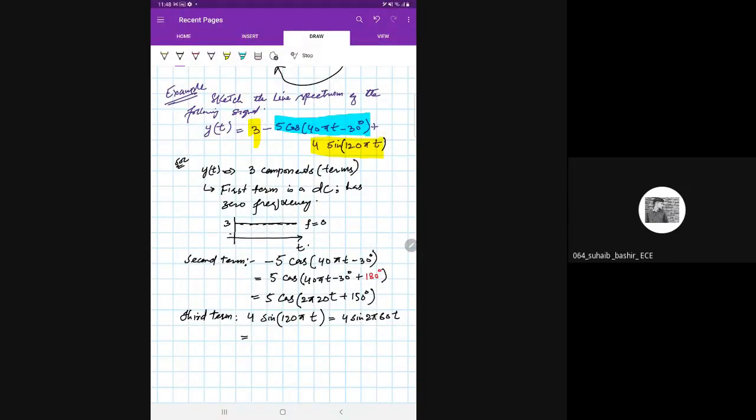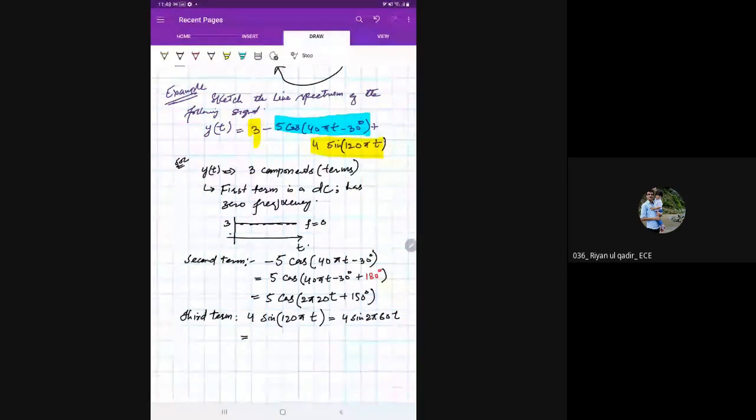Now since the signal is in sine form, we have to convert it into cosine form. I will ask the students. Roll number 36, how will we convert it into cosine? Sir, sin theta is equal to cos of theta minus 90 degrees.